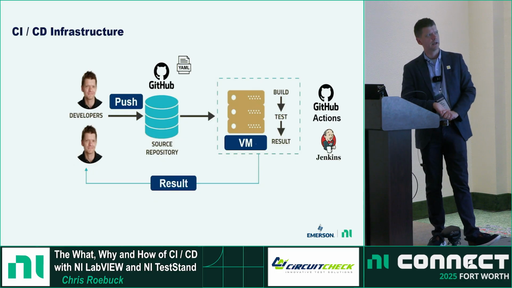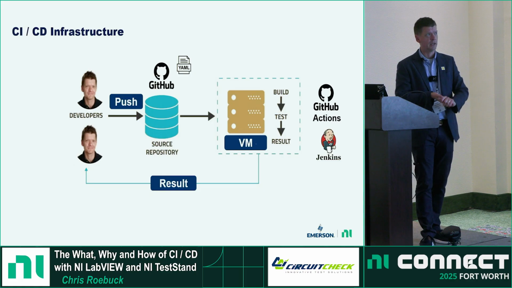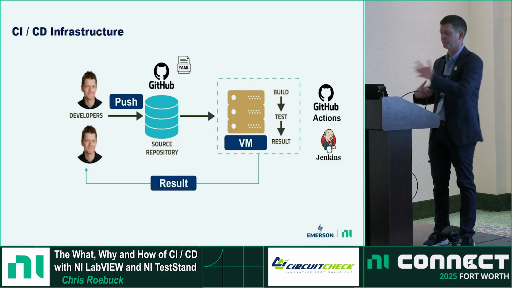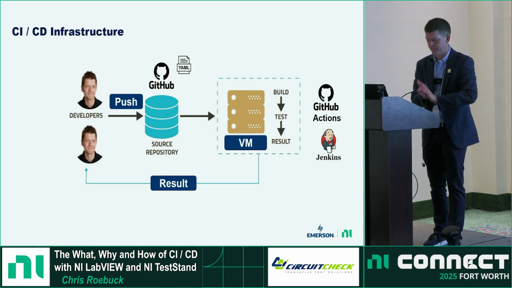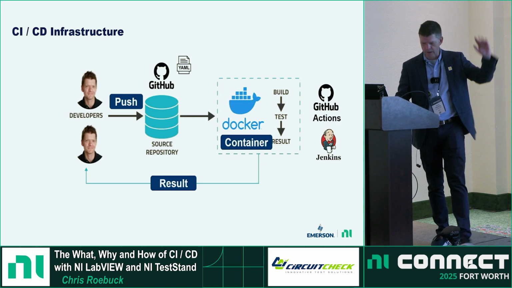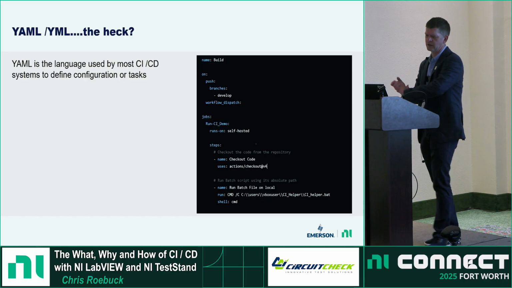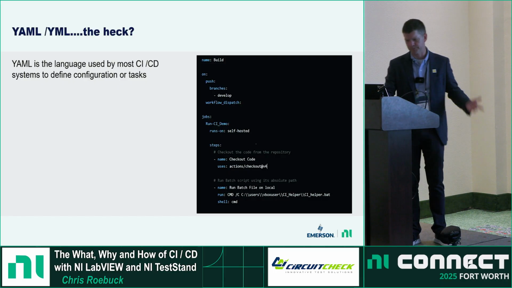It might be something like GitHub Actions. It might be Jenkins. I'm sure some of you have heard of Jenkins. And that's going to perform the act of building, testing, and displaying a result. So we might not have a VM. We might have a Docker container. Like I said, it's a next step on from that local integration.